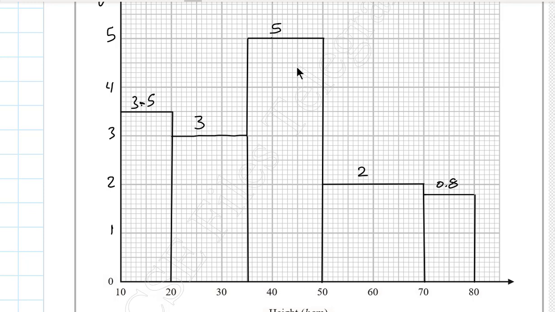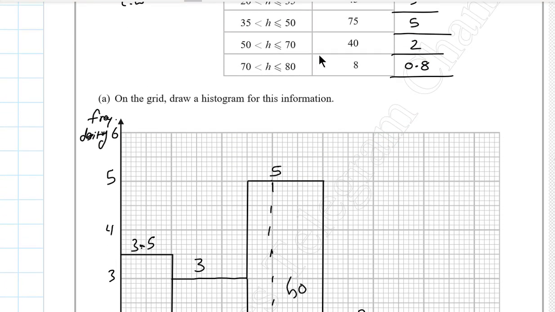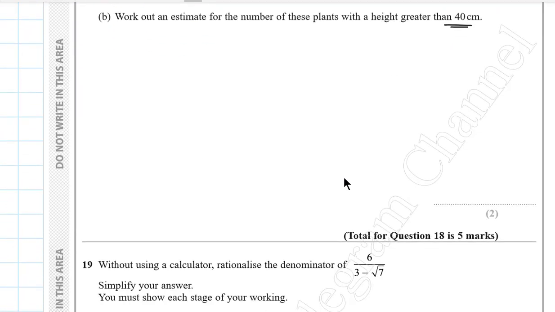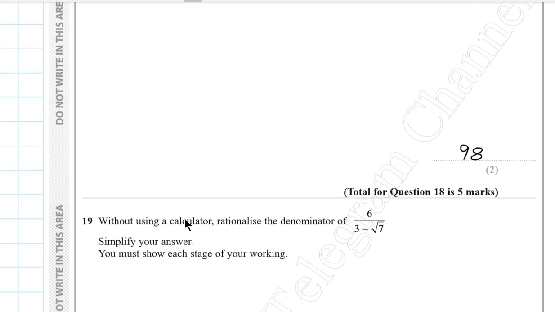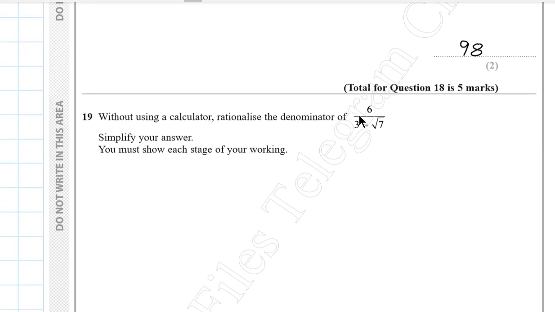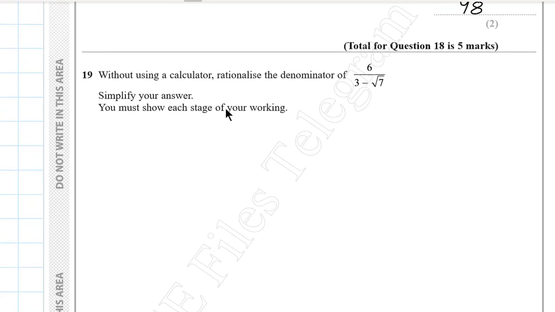This area is 10 times 5. The area represents frequency, as I told you before. So we have here 50, and then we can add these two bars. 40 plus 8, 98. The answer should be 98. Okay, 98.